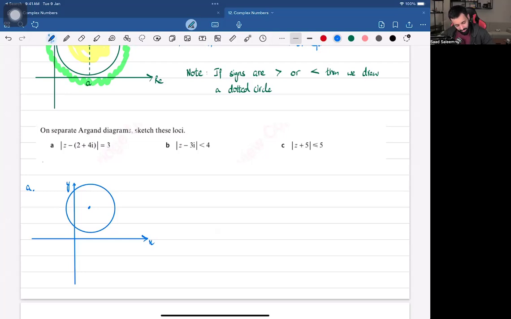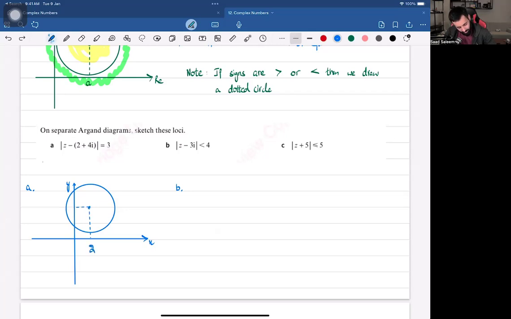Now part B, |z - 3i| = 4. Before I move on to part B, I should mention that the center is (2, 4). And I'll give you a trick also, which will help you identify what the center is. It's very similar to the equation of circles that we did in P1, if you remember. So here's how this works. Let me write it down first. This is 2, and this is 4.